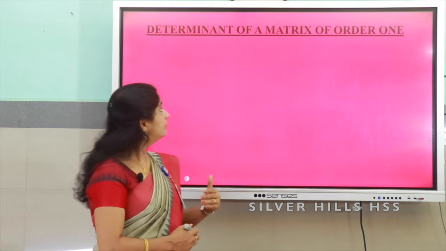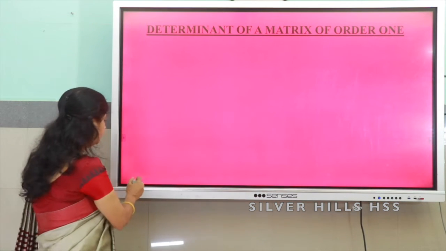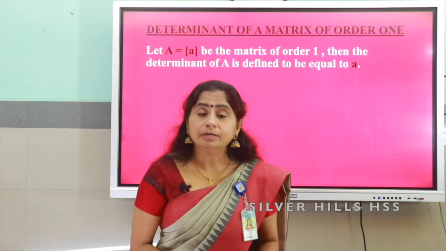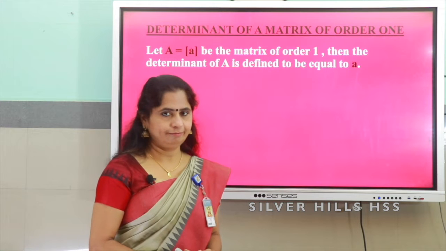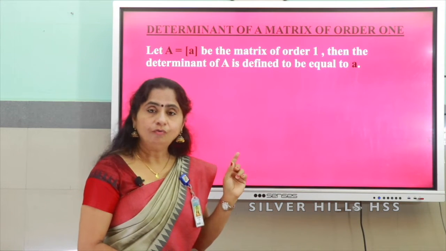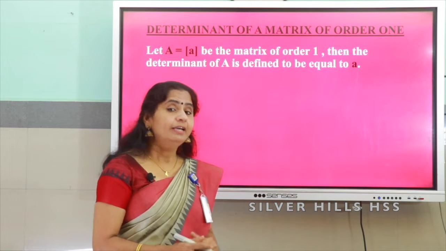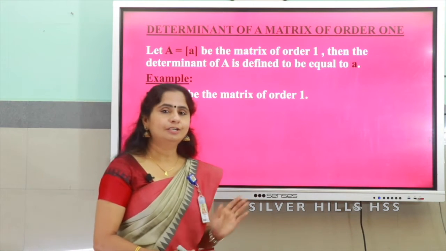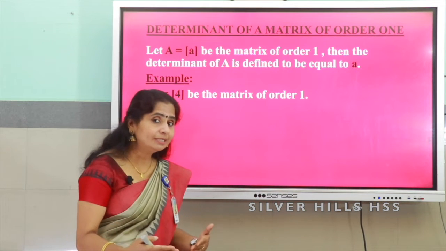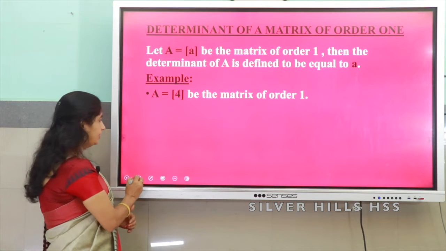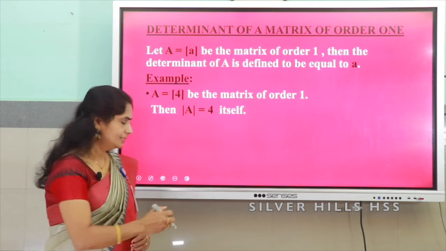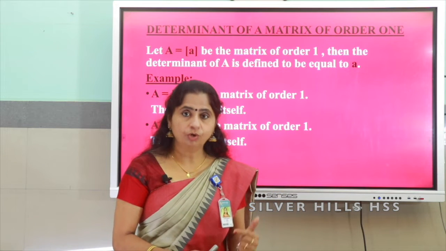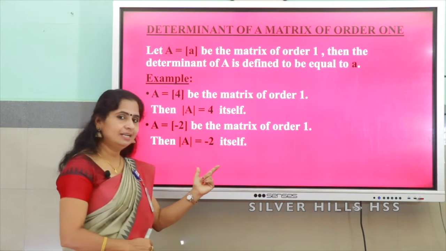Now let's find the determinant of a matrix of order 1. Let A be the matrix [a] of order 1. Then the determinant of A is the element a itself. We'll see a few more examples. If A is equal to the matrix [4], which is of order 1, then the determinant of A is 4 itself. Similarly, if the matrix A is [minus 2], which is a matrix of order 1, then the determinant of A is minus 2 itself.